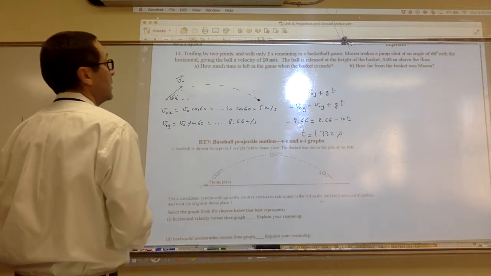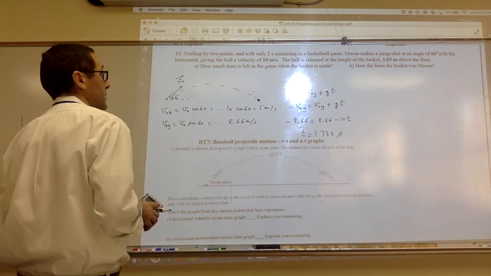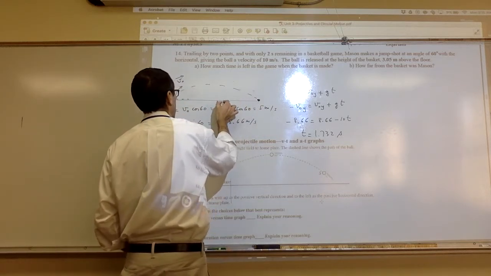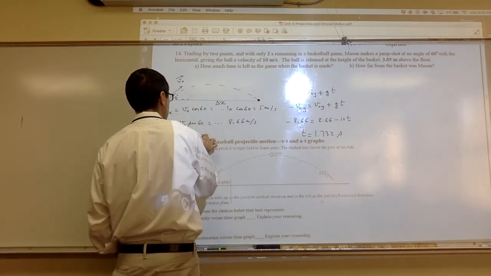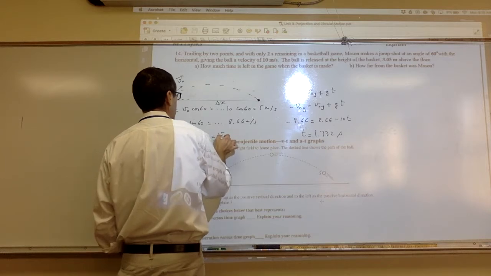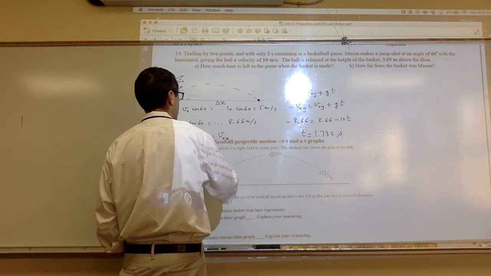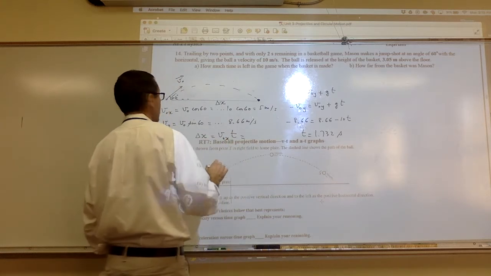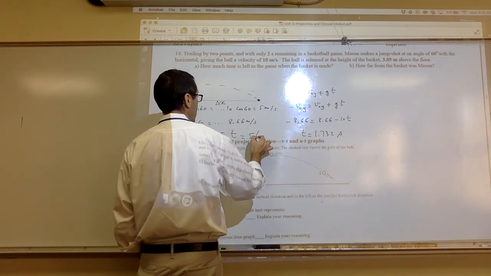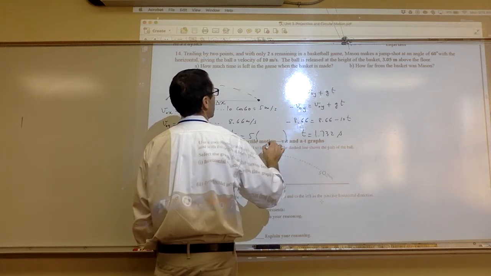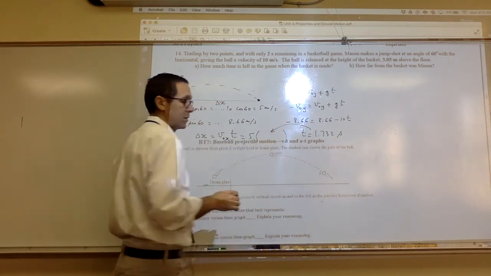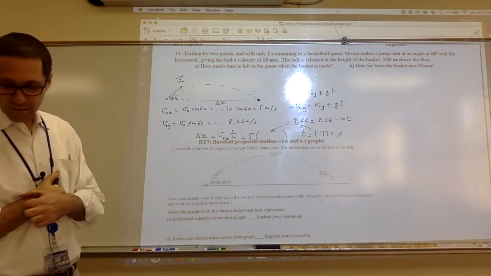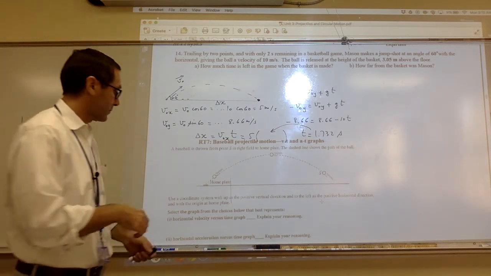So how far from the basket was Mason? So you just have to find the range, basically, the delta x. And the delta x is v initial in the x direction, make sure you do that, times the time that the ball stays in the air. And that's going to be 5 times this time here. And that should give you about 8.66 meters.